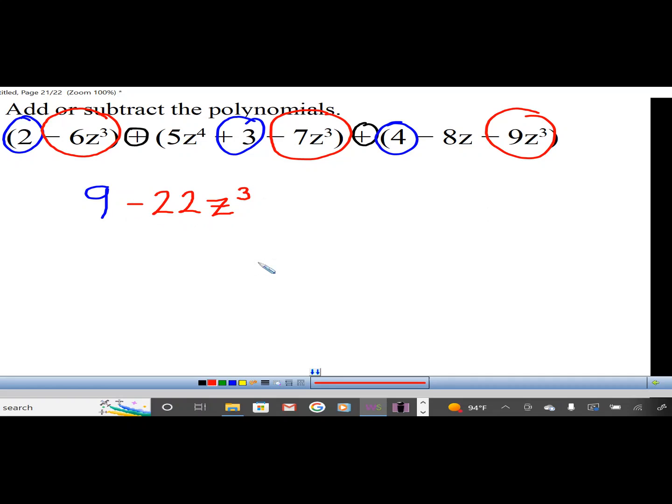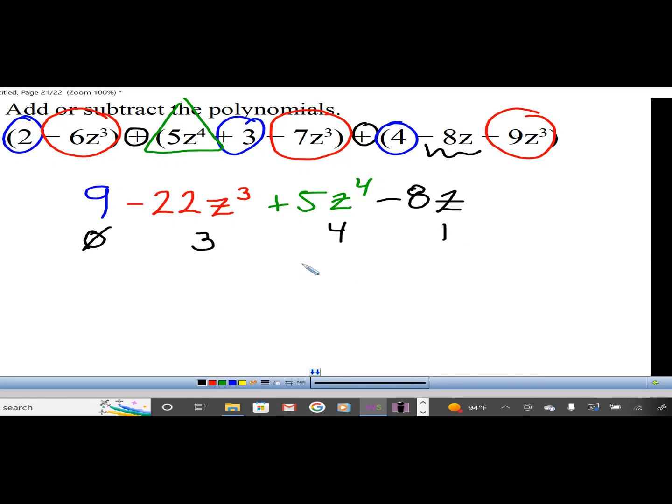Hands if you got that one. Okay, not bad. We go to green. We got 5z to the fourth. Is there another 5z to the fourth? No, so plus 5z to the fourth. And then last but not least, I'm gonna bring down the negative 8z. So let me check the degrees of each term. What's the degree of the first one? 0, and then 3, and then 4, and then 1. So I'm gonna start with this one, and I write 5z to the fourth. From there I go to minus 22z to the third. From there I go to negative 8z. And last but not least, plus 9.